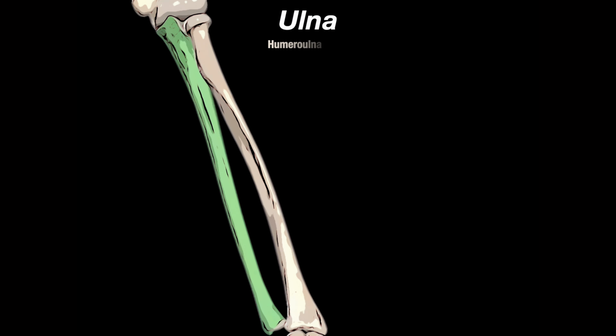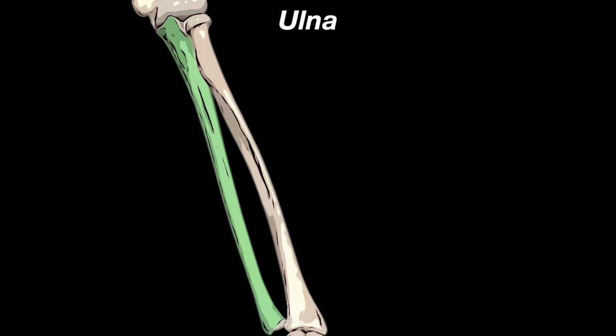It articulates with the trochlea of the humerus, forming the humero-ulnar joint, and the head of the radius, forming the proximal radio-ulnar joint. The olecranon of the ulna is subcutaneous and therefore easily palpable. When flexed, it forms the apex located on the posterior aspect of the elbow joint. In the extended elbow, the olecranon forms a straight line with the epicondyles of the humerus.